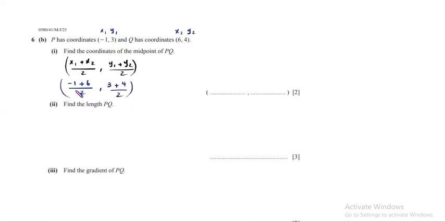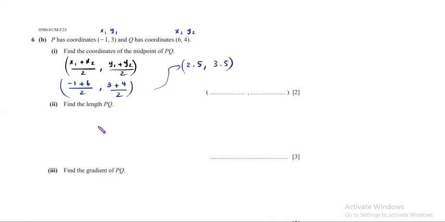So -1 plus 6 is 5. 5 divided by 2 is 2.5. And then 3 plus 4 is 7. 7 divided by 2 is 3.5. So this will be the coordinates of the midpoint of the line PQ.